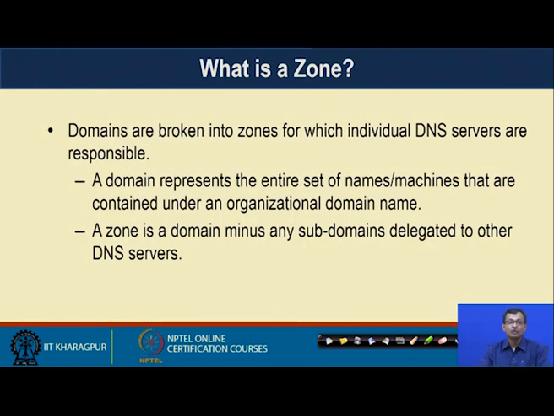So, what is a zone? Domains are broken into zones for which individual DNS servers are responsible. A domain represents the entire set of names and machines that are contained under an organizational domain name, like iitkgp.ac.in. So it takes care of the entire set of names and machines, or names versus IP addresses, that are within that particular domain. A zone is a domain minus the subdomain delegation to the other servers.